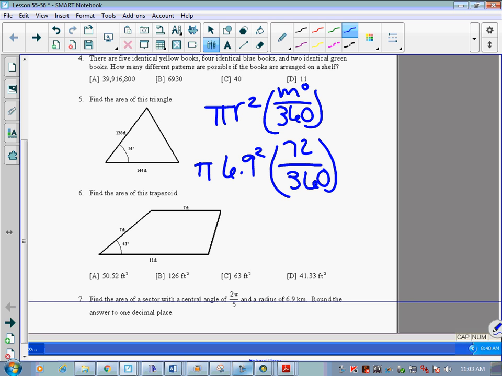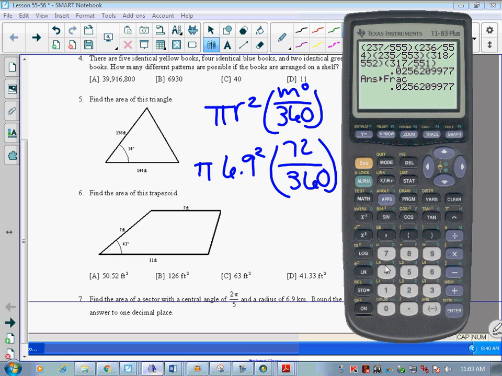I would just, here, I'll show you what I mean. I would just do the whole thing at once. So I'm doing second pi, 6.9 squared, 72 divided by 360. Close all that up. And yeah, I get 29.9 kilometers squared.